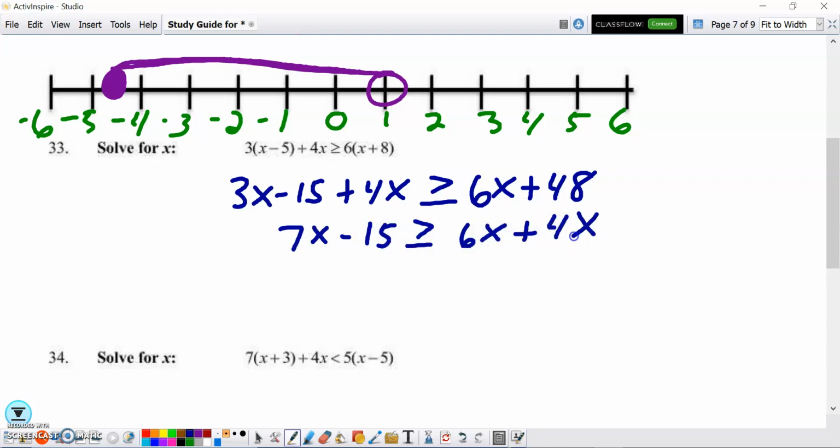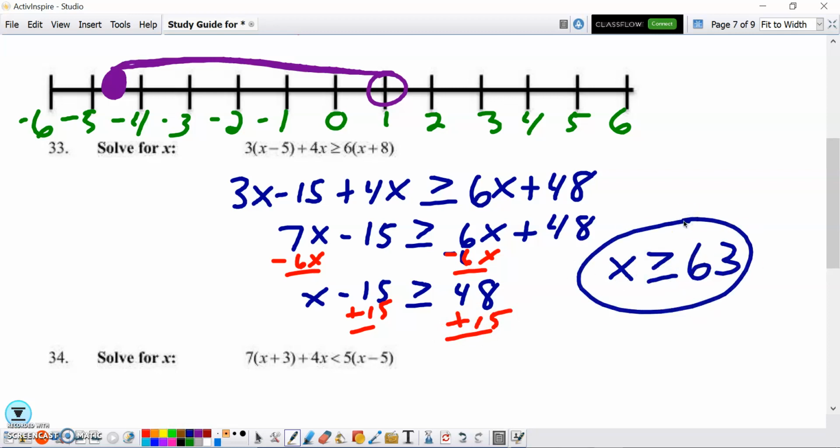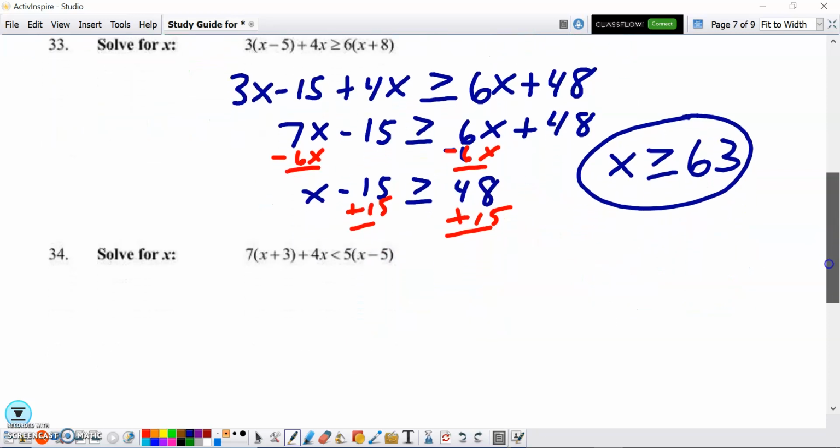Now I'm going to get the variable on the same, whoops, that's an 8. I'm going to get the variable on the same side of the equal sign. So what I'm going to do is I'm going to subtract 6x. So I'm left with okay, now I'm going to add 15. And I end up with x is greater than or equal to 63. We're done.